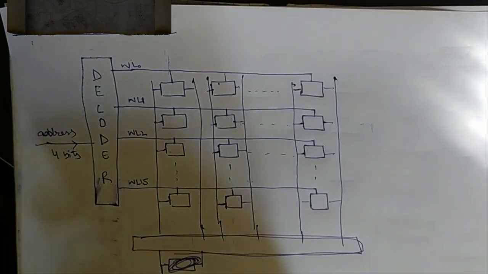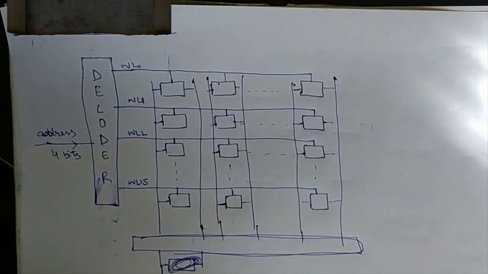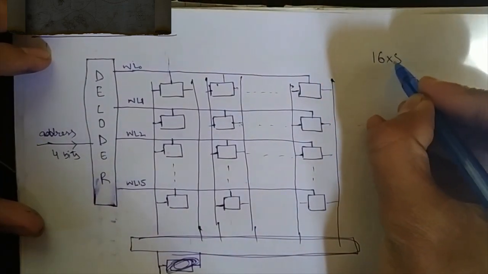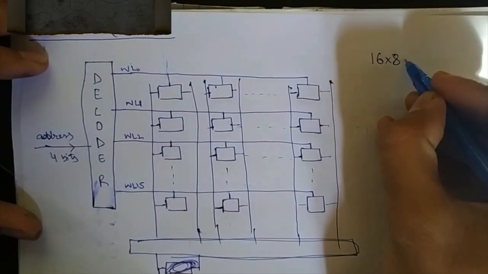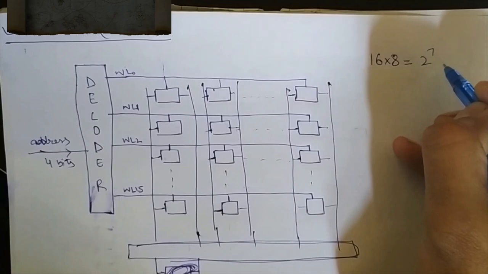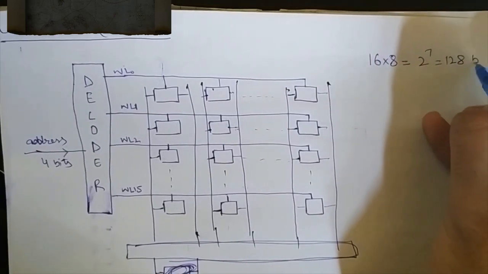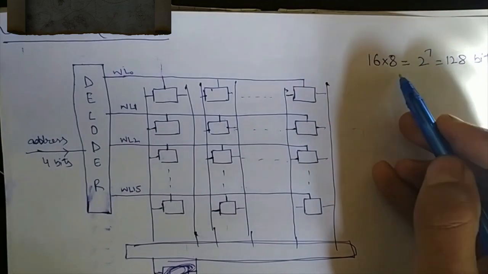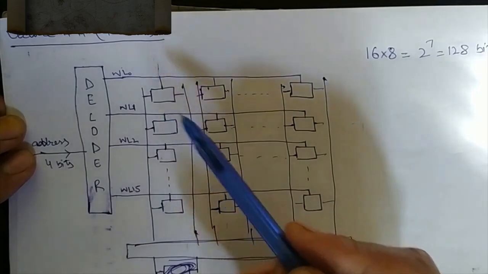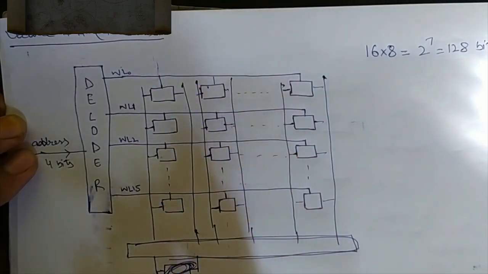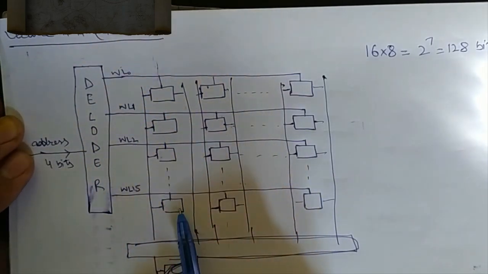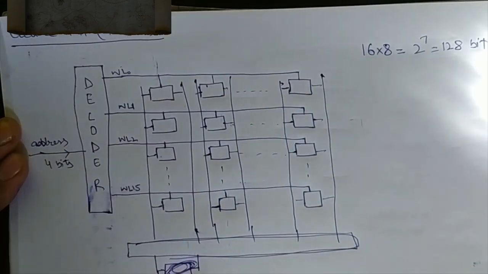After that, we discussed how we can design a larger memory using SRAM cells, and in one such design we discussed how to create a 16x8 memory. 16x8 is 2^4 times 2^3, or we can say a 128-bit memory. 16x8 means that each row stores 8 bits, or we can retrieve 8 bits at a time, and the total number of rows is 16. So here we have 16 rows, and each row contains 8 SRAM cells.